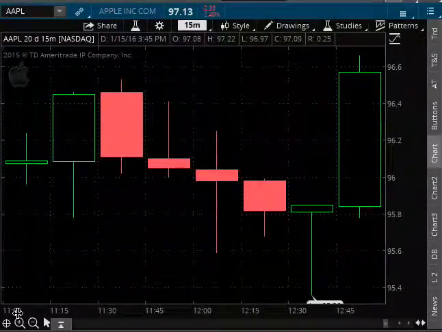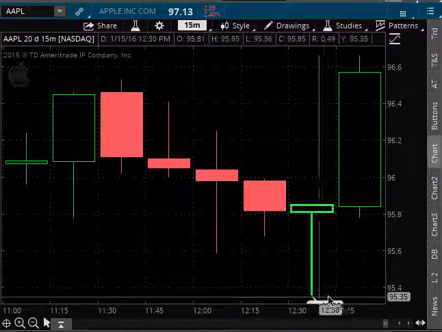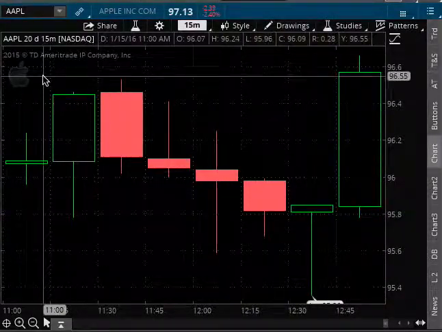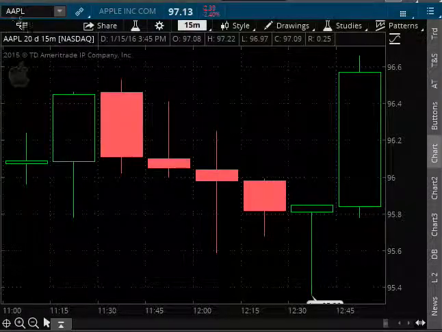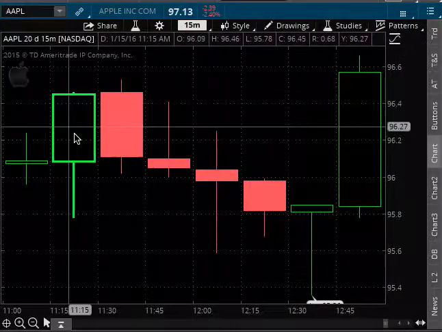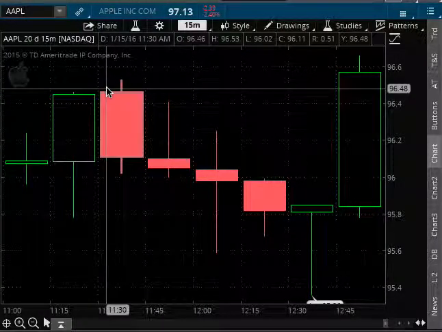If you notice here, this is the time, and this is price. Now, every stock has a ticker symbol. So if you notice, you can write Apple here and it will tell you what the ticker symbol is, but that's just because we're using the TOS platform. If you are searching for a particular company's ticker symbol, you can just go on Google and ask for it.